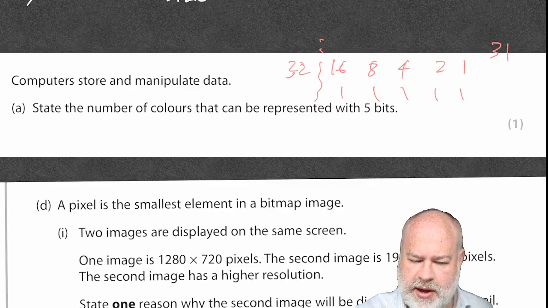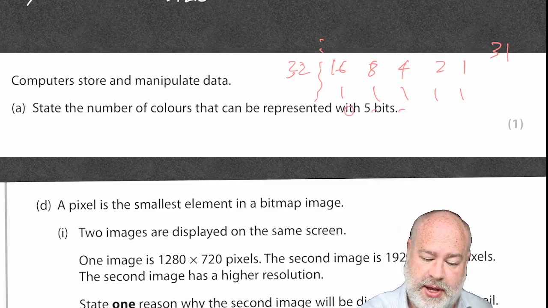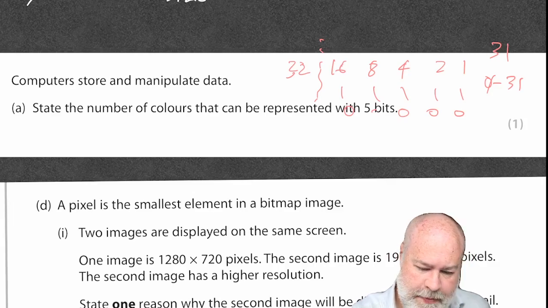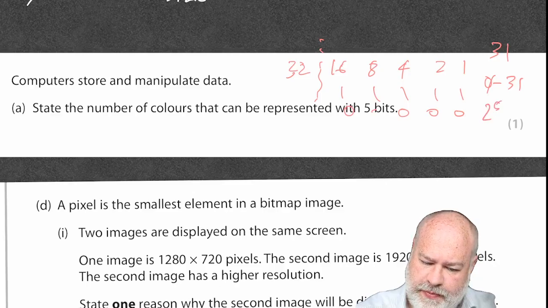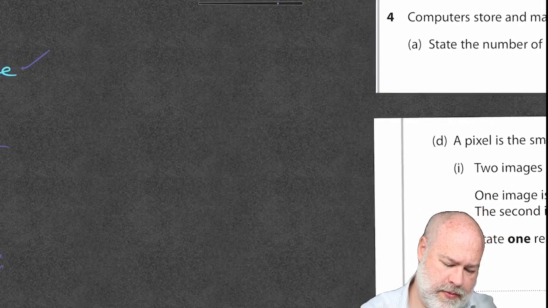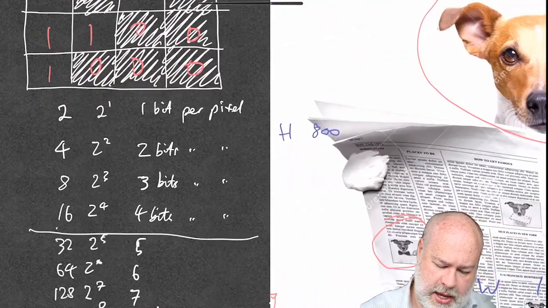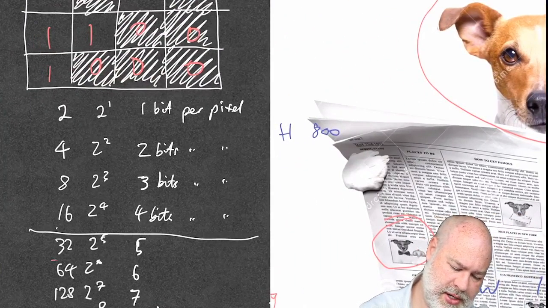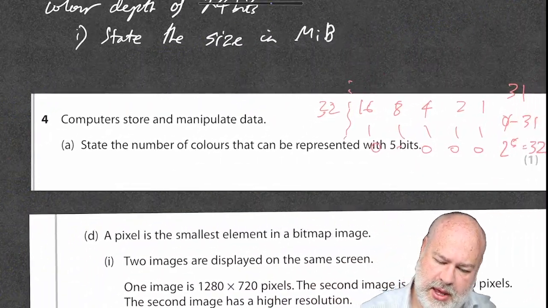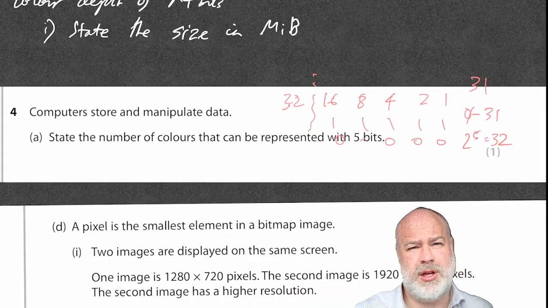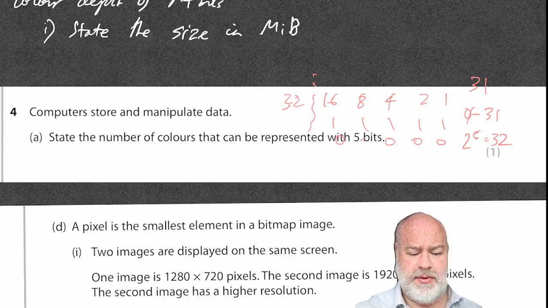But we also have the black, which is 0, 0, 0, 0, 0. If we had all zeros, we've got between 0 and 31. So in total, it would be 2 to the power of 5 equals 32. So let's go back here. 2 to the power of 5, which is our 32. That gives us the answer there. We can only have 32 colors if we've got a bit depth of 5.